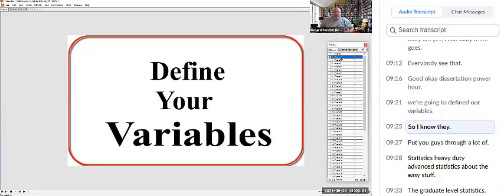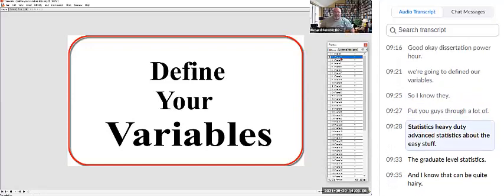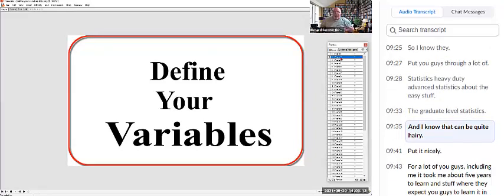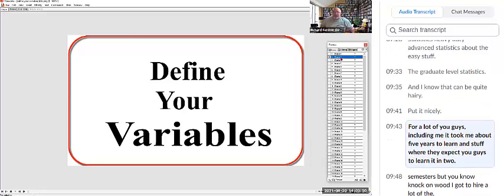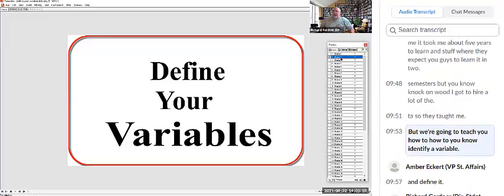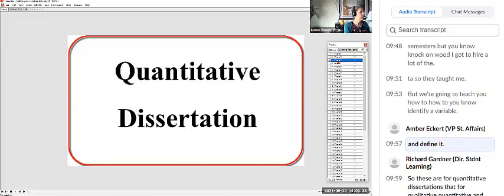I know they put you guys through a lot of statistics, heavy duty, advanced statistics, not the easy stuff, the graduate level statistics. And I know that can be quite hairy, to put it nicely, for a lot of you guys, including me. It took me about 5 years to learn this stuff where they expect you guys to learn it in 2 semesters. But, knock on wood, I got to hire a lot of the TAs, so they taught me. But we're going to teach you how to identify a variable and define it.